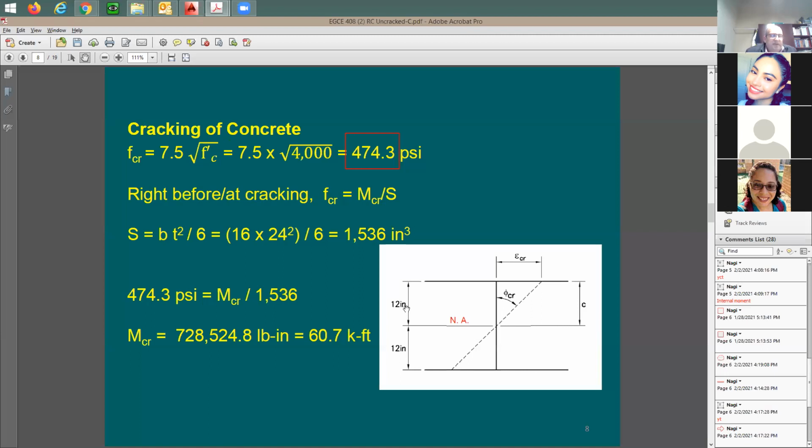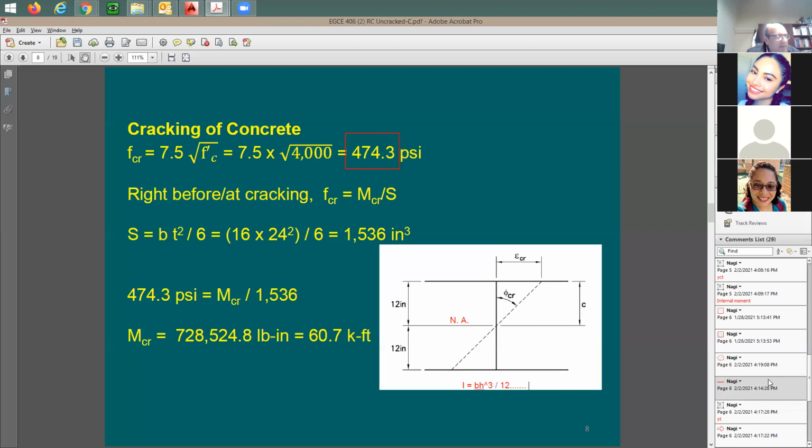How about the section modulus? In a case like this, I guess you guys may have seen this before. Moment of inertia, as you know, the moment of inertia I is equal to b h cubed divided by 12.